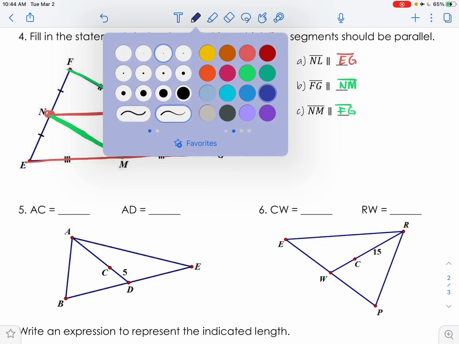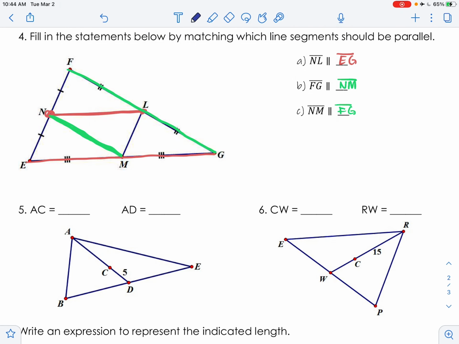What if we wanted to write one for the one midsegment that we haven't been asked about? Okay, what would be that last one? Well, here is midsegment LM. And I could say that that midsegment LM is parallel to this side FE.